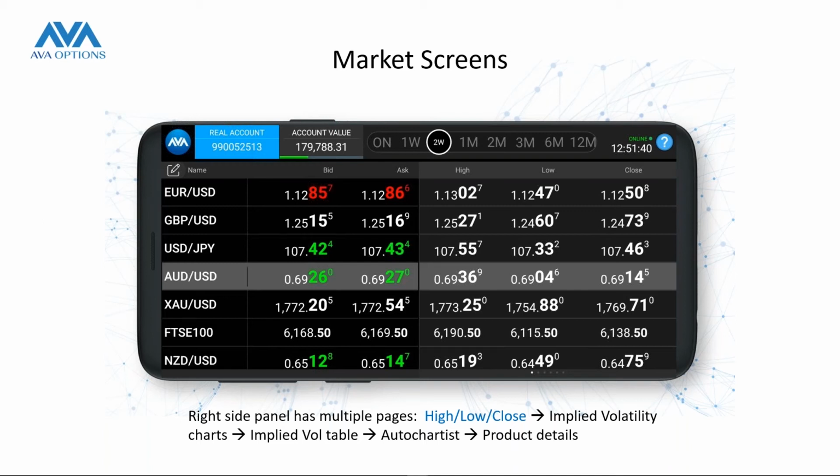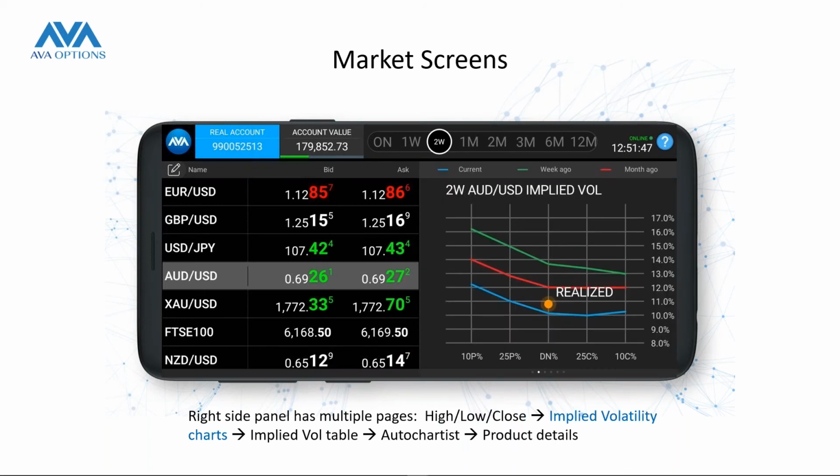Here you just see a bunch of numbers. Like many trading platforms, you know that you can trade euro-dollar and sterling and dollar-yen, etc. Bid and ask on the left, high-low close on the right. But that right side panel, I can swipe that top panel to the left, and I can see more information such as implied volatility.